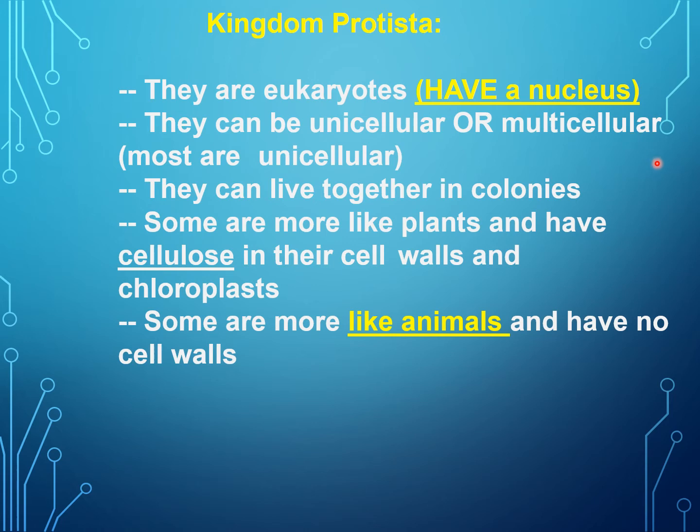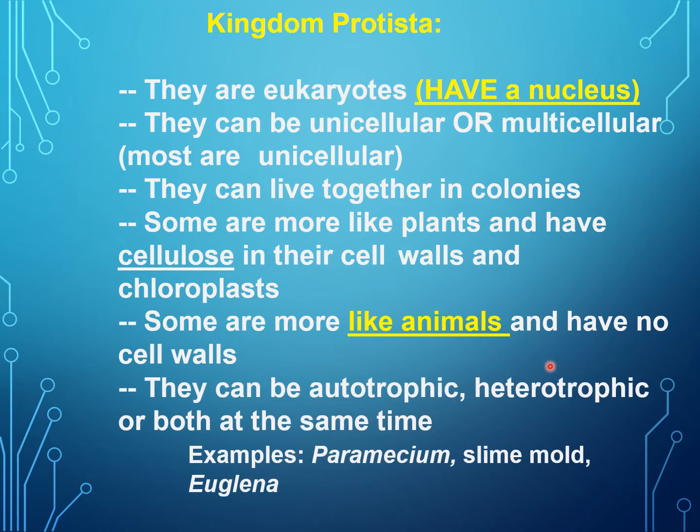kingdoms. So for example, they can be unicellular or multicellular. Sometimes they live together in a colony, so it's a whole group of them. Again, some are kind of like plants and have cell walls. Some are kind of like animals and they don't have cell walls. They can be autotrophic, they can be heterotrophic. There's this one guy right here called Euglena. This one can be autotrophic and heterotrophic at the same time. So these little protists are kind of strange. They're kind of weird. They're special.